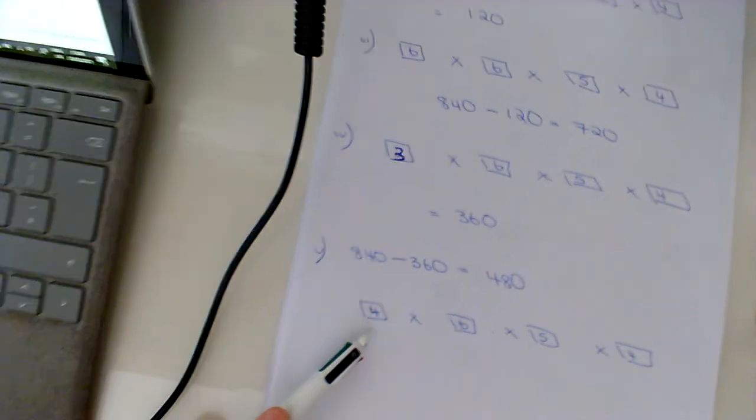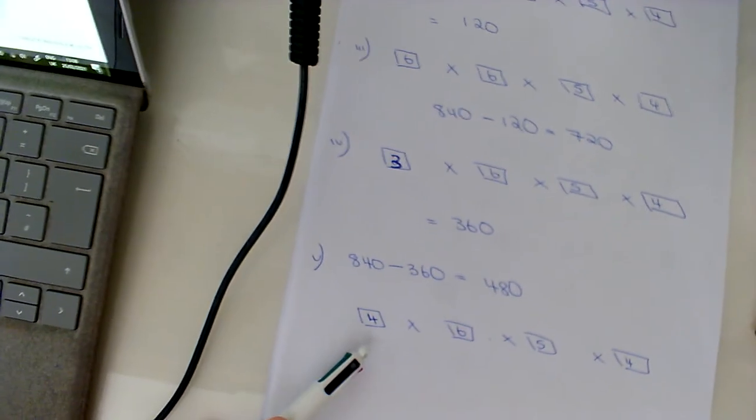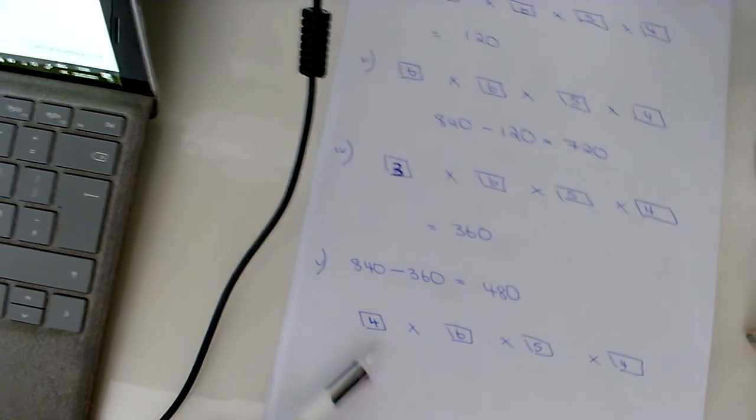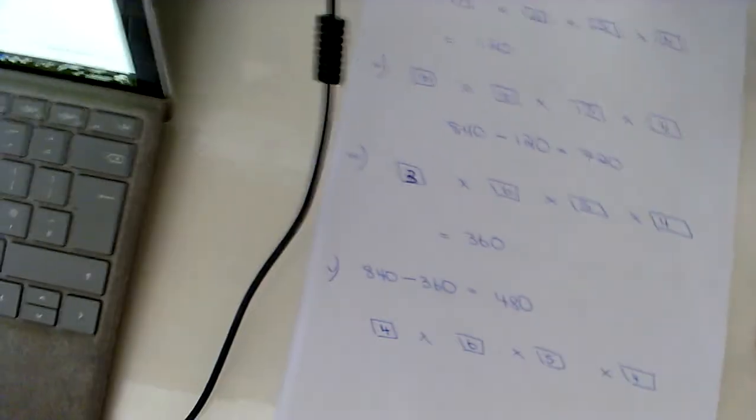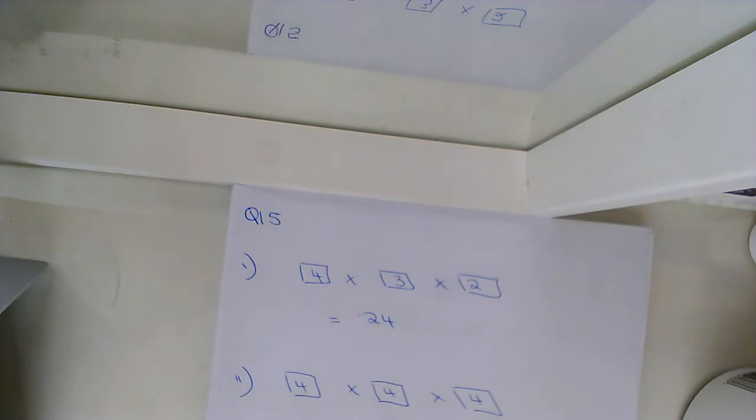Question 15, it says how many 3-digit numbers can be made using any of the digits 2, 3, 4 and 5 if repetitions are not allowed. Okay, so for part 1, I have 3 numbers, 1, 2, 3, so I'm using 3 boxes, and then I have 4 numbers to choose from by 3 by 2, so there's 24 for this one.